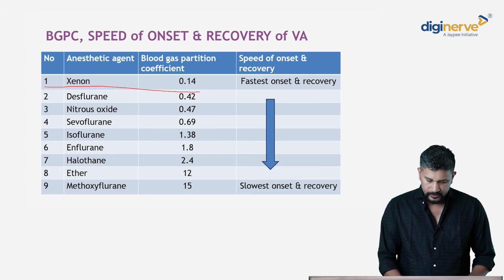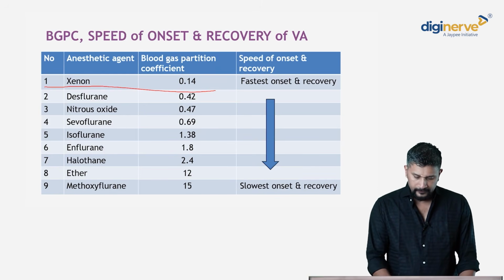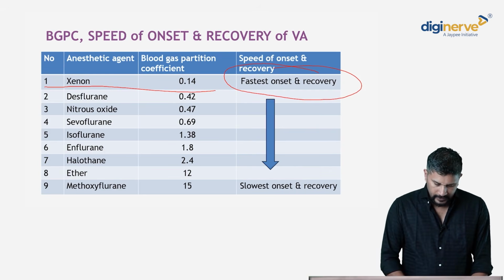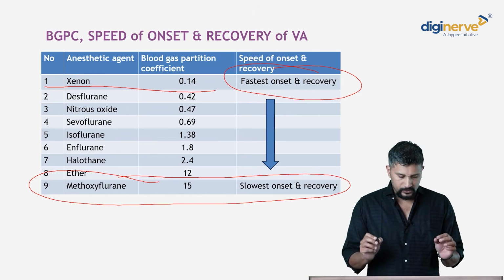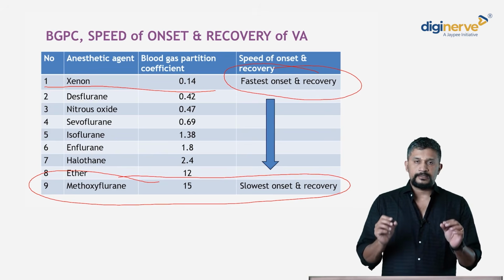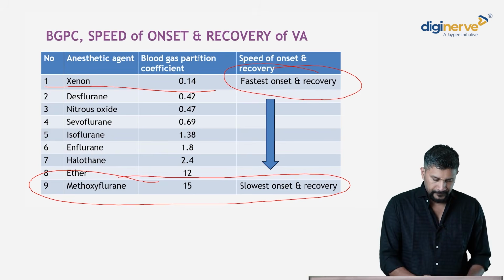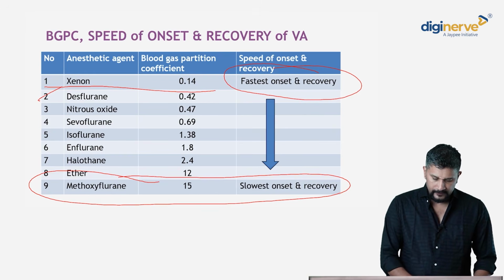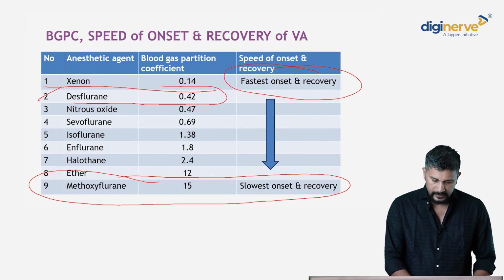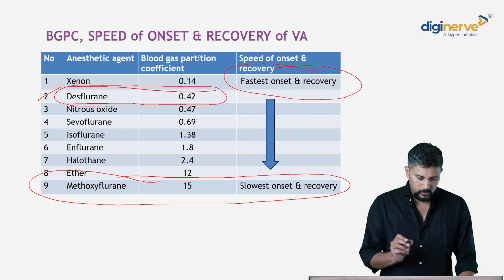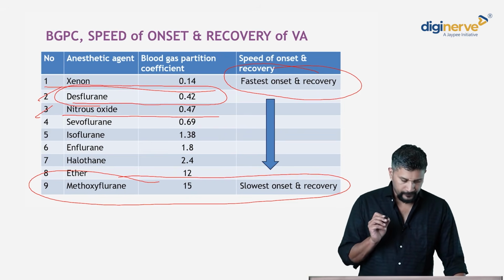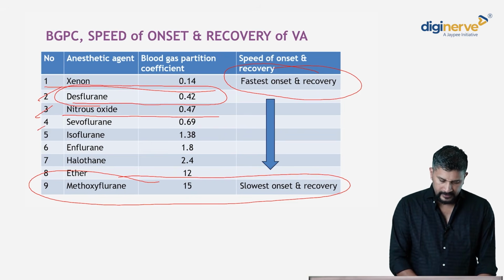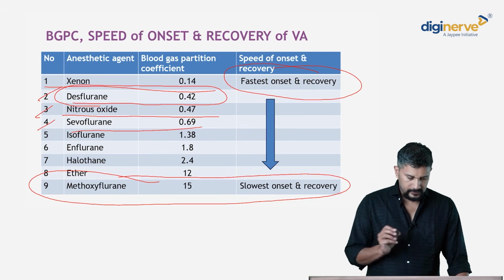Xenon has a blood gas partition coefficient of 0.14, and therefore it tends to have the fastest onset and recovery. On the other end of the table, you have your methoxyflurane, which has a blood gas partition coefficient of 15, and therefore it has the slowest onset and recovery. Among the agents that we commonly use, desflurane has the second lowest blood gas partition coefficient of 0.42. Nitrous oxide again is very commonly asked. It has a blood gas partition coefficient of 0.47. Sevoflurane has a blood gas partition coefficient of 0.69.